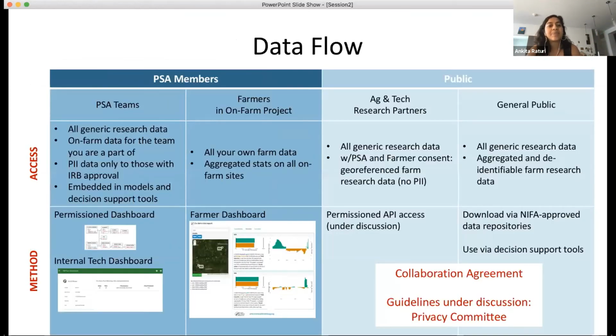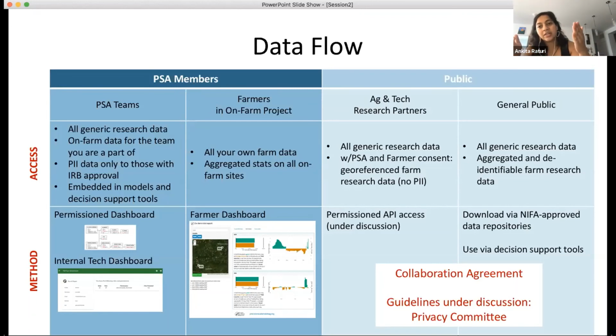Next slide, please. So I think a lot of attention has been spent on actually thinking about data flow, much to the success of the data flow team. Within PSA, we have things like the permission dashboard, the permission database that Aurelie's been working on, the internal tech dashboard that a variety of folks have been working on, as well as the farmer-facing dashboard for providing feedback to farmers that Brian's been working on. And so these are all examples of how we have started to think about access and control and different kinds of rules around engagement with PSA data.